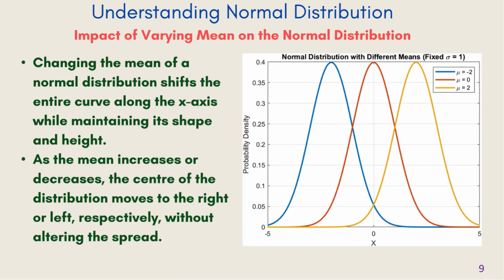This slide illustrates how changing the mean of a normal distribution affects its position along the x-axis. As we shift the mean, the entire curve moves left or right, but its shape remains unchanged. The graph effectively demonstrates this concept with multiple distributions, allowing the audience to visualize the impact of varying the mean on data interpretation.